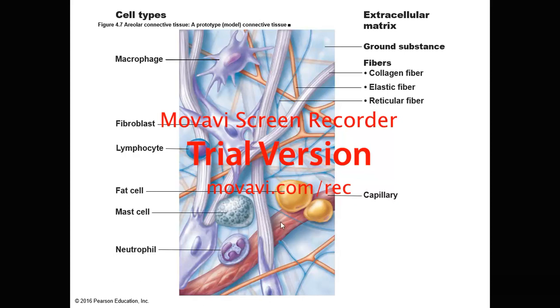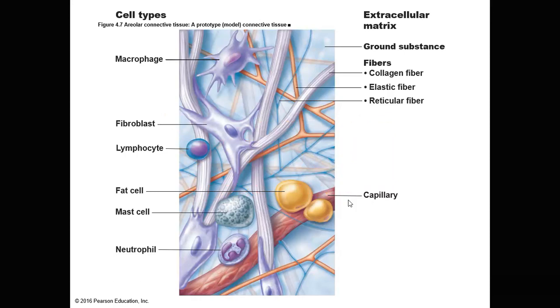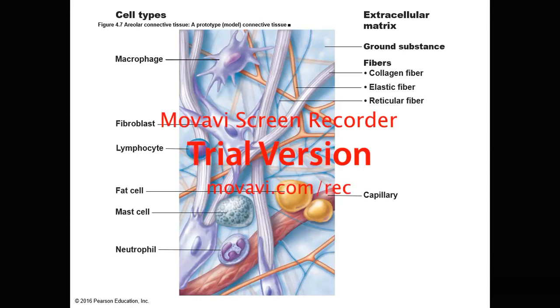And then here's the capillary. So remember, again, the epithelium does not contain blood vessels. So the nutrients for the epithelium are going to come from the connective tissue. It's going to move from the connective tissue up. So remember, the epithelium has no blood vessels, but epithelium does have nerves. Nerve innervation.